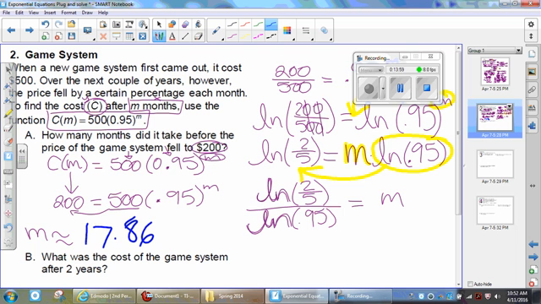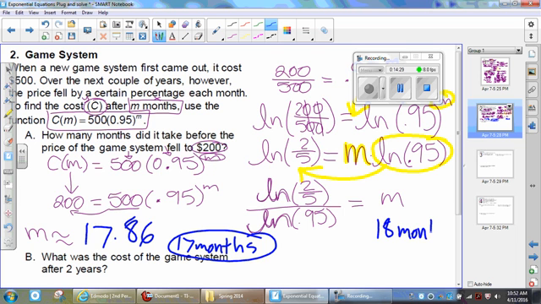Now, if we had to round to a month, let's look at the question again. How many months did it take before the price of the game system fell to $200? Now, if we were to say 17 months, the price is not going to be at 200 yet. It will be like 200 and something. So then what we will have to do is round it to the greatest integer. So then we will say it at 18 months.